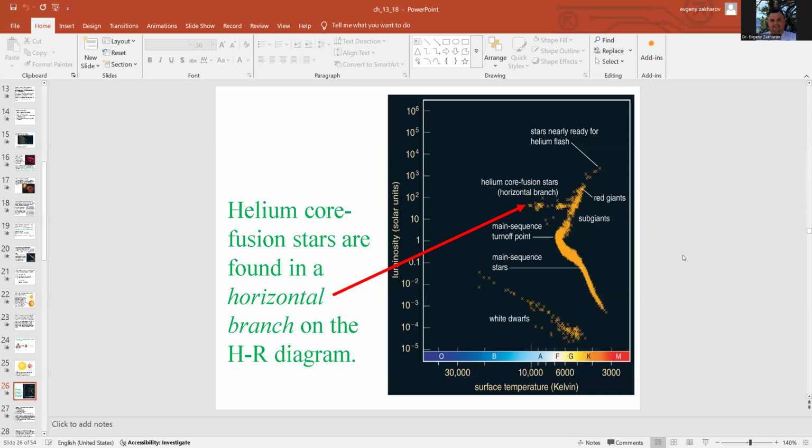How do you know that it's the case when the helium starts converting into carbon? We have a so-called horizontal branch. On the HR diagram, you see those stars that are drifting away from the main sequence. The main sequence would be left top to right bottom, and you see those stars drifting towards the giant phase. The horizontal branch is where you have helium inside the core converting into carbon.